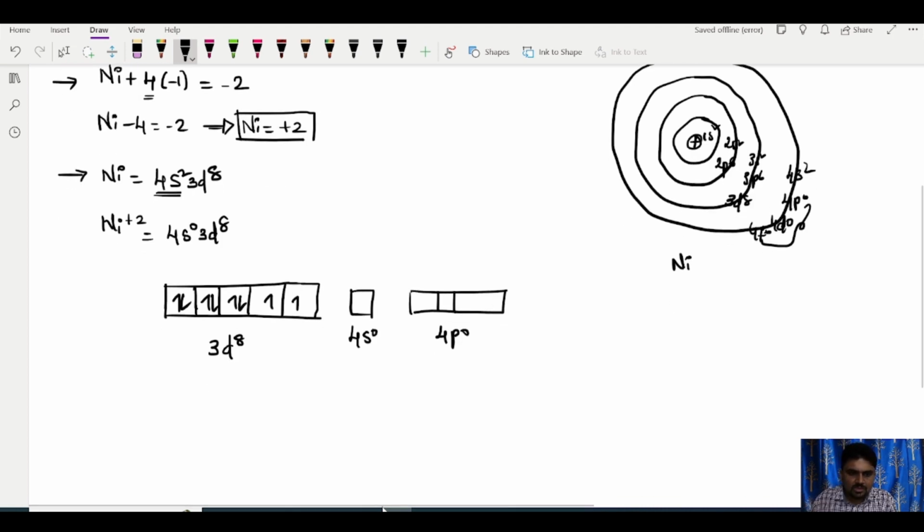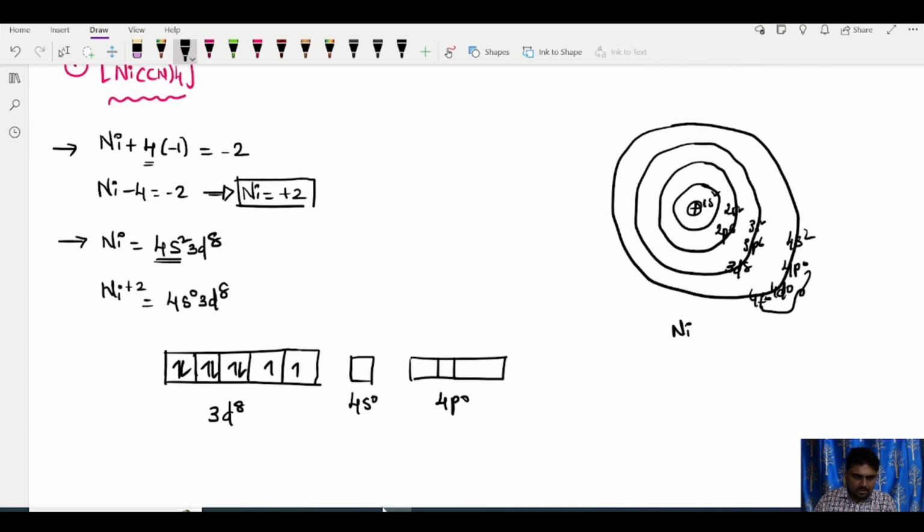So first we have to identify the oxidation state. Next we have to write the electronic configuration. For nickel +2, we have to remove the electrons from the valence shell. You can observe here, the third shell has 3d8 and the fourth has 4s2, so the fourth shell is the valence shell. From that only we have to remove the electrons, so you will get this one.